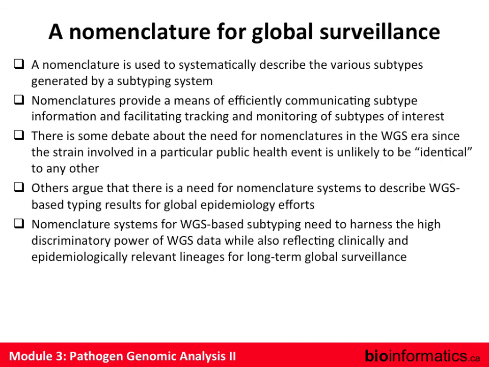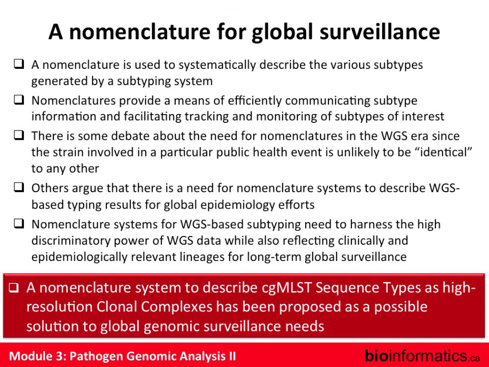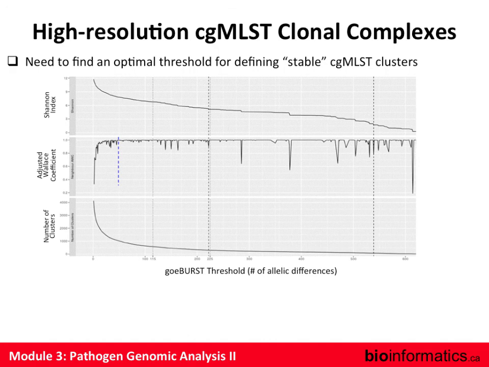So we just need to up our game. We have whole genome sequence data. Why don't we update that to reflect the fact that we have more data now? So a nomenclature system for cgMLST, as high resolution clonal complexes, is to me a good, valid thing. And that's a lot of our research actually, in that area. This is not going to make a lot of sense. I don't have a lot of time.